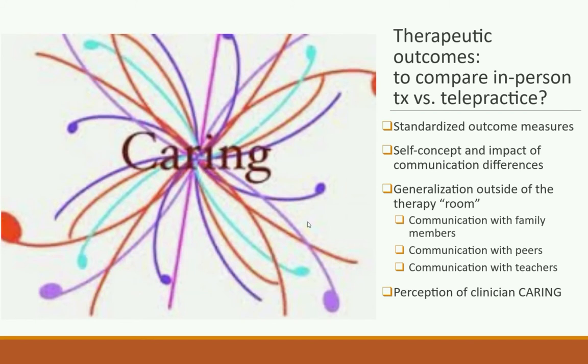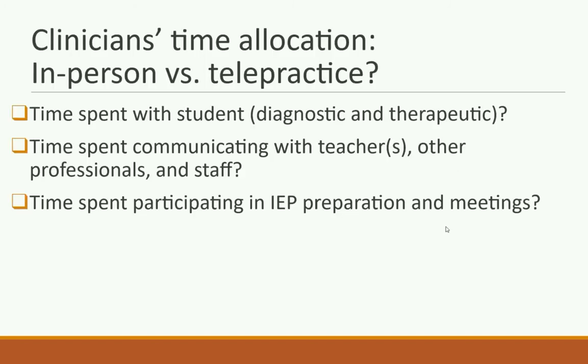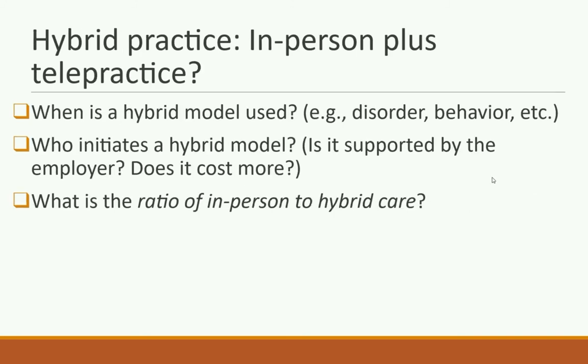And then finally, what about this caring part? What's the perception of clinician caring? To me, that's a really important thing. And then what's the time allocation that we're spending? Time spent with a student, time spent with the teachers or staff, time spent in the IEP. If we don't have a handle on this, we're going to do a lot of extra stuff and not get reimbursed. And it's not going to be fair to the company or the district or the school. So we really have to have a better sense of what the time requirements are.